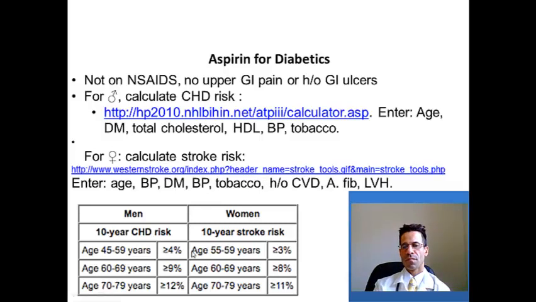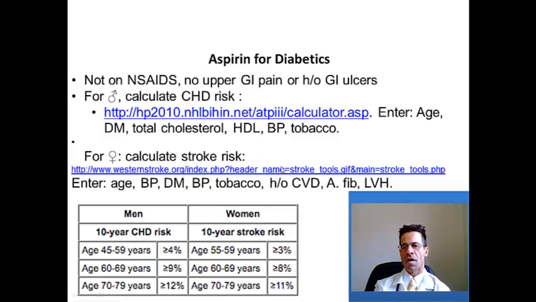You then would start aspirin if they are age 45 to 59 and their 10-year risk is 4% or greater. If they are 60 to 69 years, you would start aspirin if their 10-year risk is 9% or greater. And if they are 70 to 79 years old, you would start aspirin if their 10-year risk is 12% or greater. For women, determining whether or not to use aspirin is based on their 10-year stroke risk.